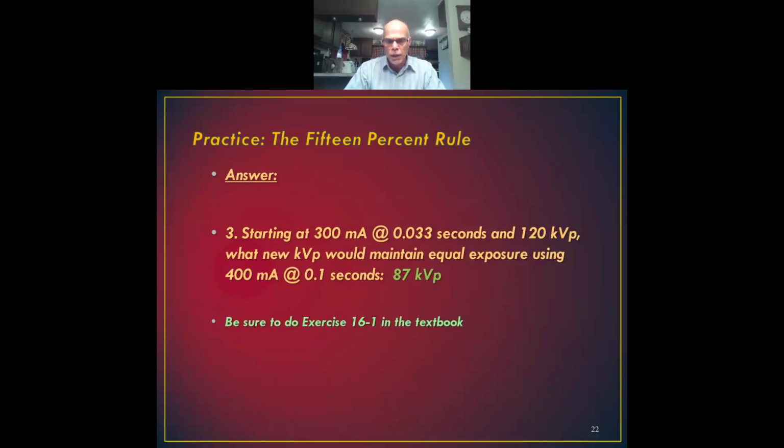Again, if you have any questions about this, please let me know. This is something I will talk about tomorrow again, but this is the 15% rule. Whatever you do on one side, you do the opposite direction on the other. For every incremental change in kVp by 15%, you're either going to double or half the mAs, depending on which direction you're going with the kVp.